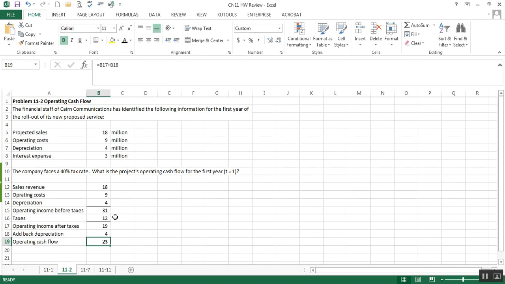My formula here is not correct. We're going to take 18 million minus 9 minus 4. Sorry about that. So now we'll add back our depreciation of $4 million, and we have operating cash flow for year 1 of $7 million.